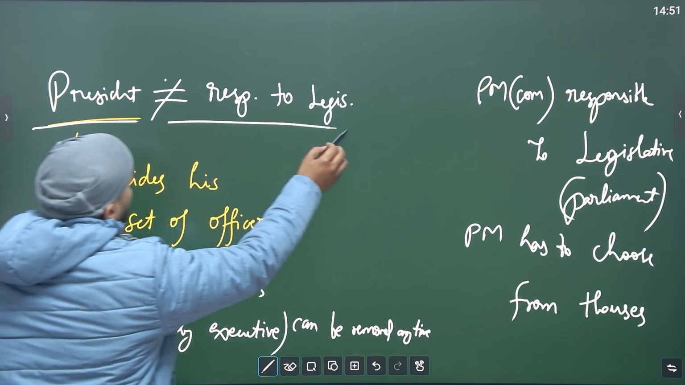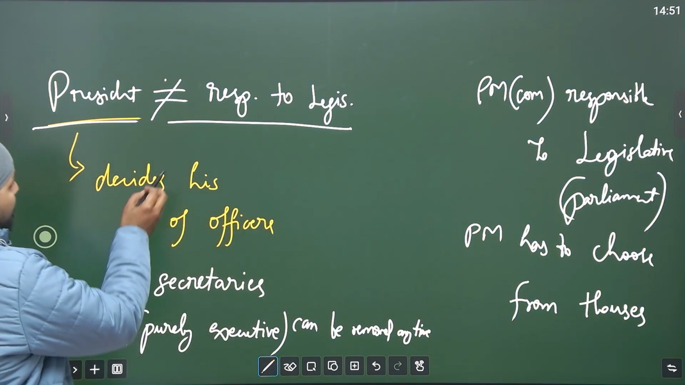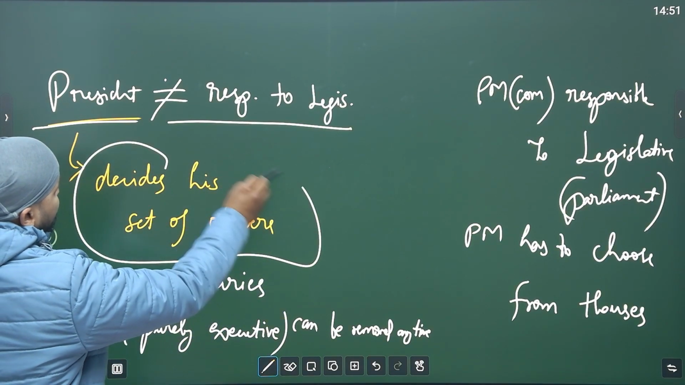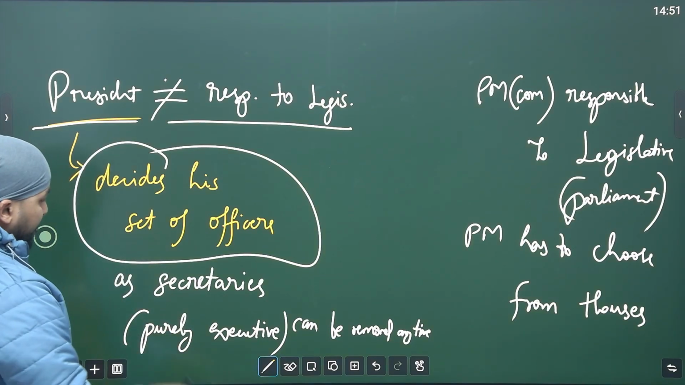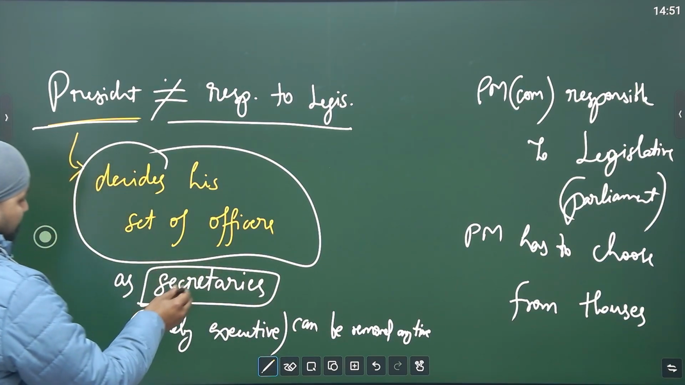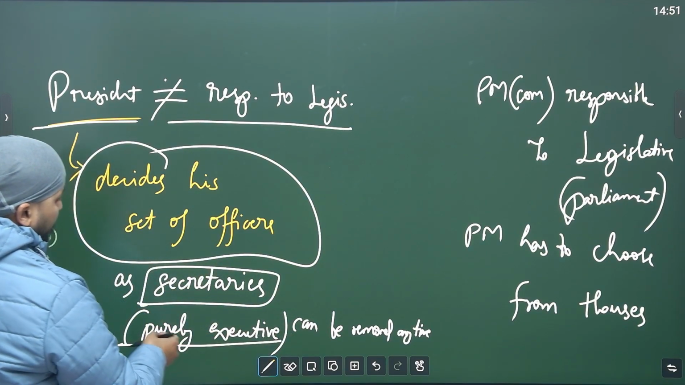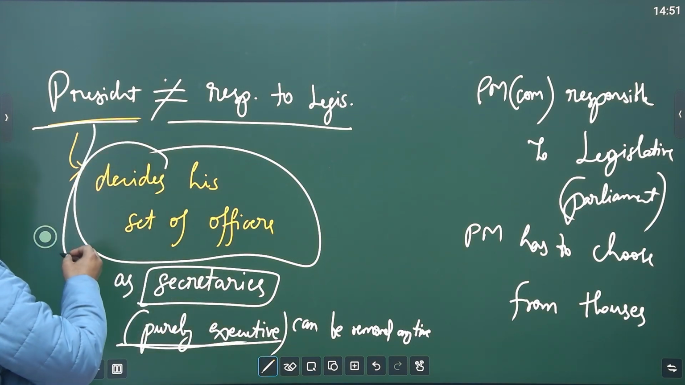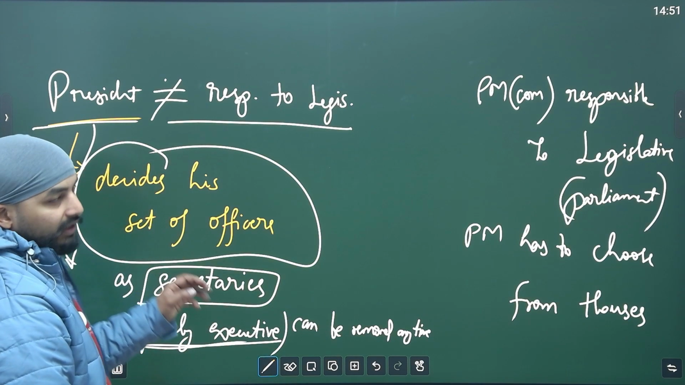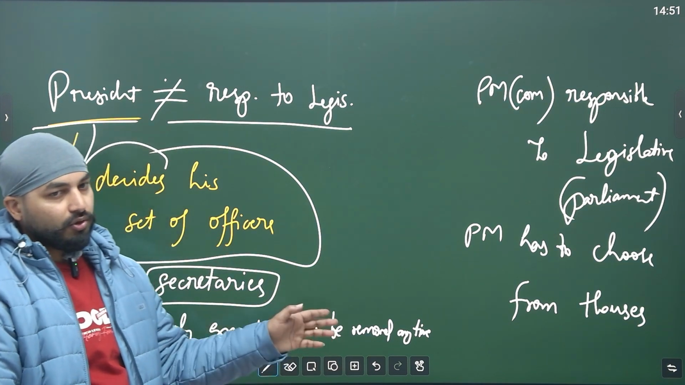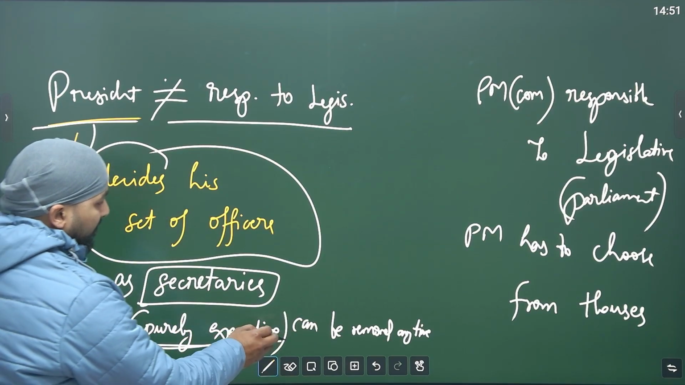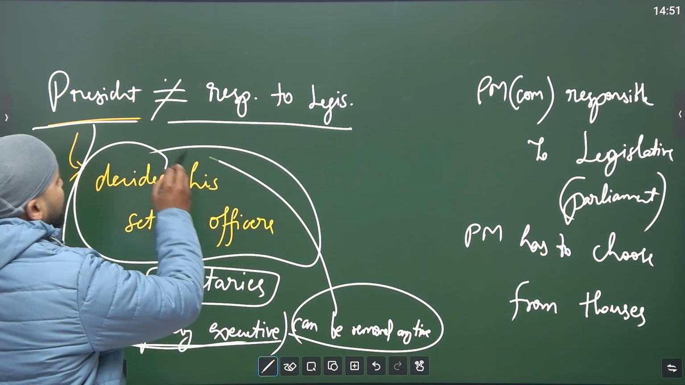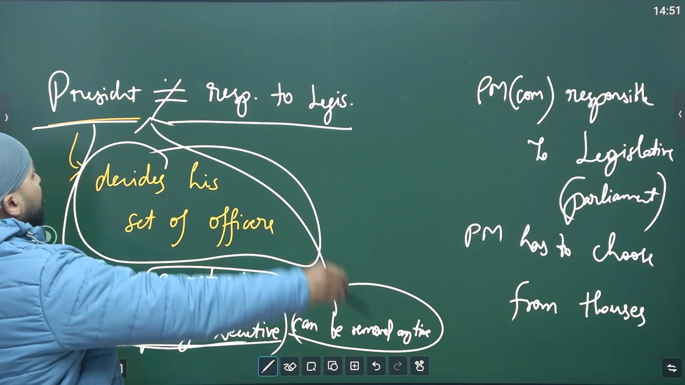The President is not responsible to the legislature. The PM is. The President decides his set of officers. They are known as secretaries. They are purely executive. He can select anybody. They are not members of Congress or Senate. They can be removed anytime by the president. Full authority.